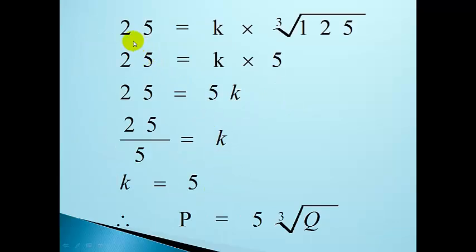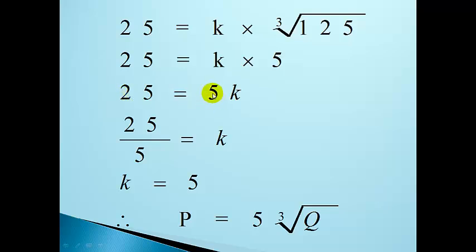Now in doing that, by substitution, we have 25 is equal to k times the cube root of 125, because Q equals 125 and P equals 25. Now when you take the cube root of 125, the answer is 5. And when you multiply 5 by k, k times 5 is equal to 5k. So 5k is equal to 25 on the left hand side.